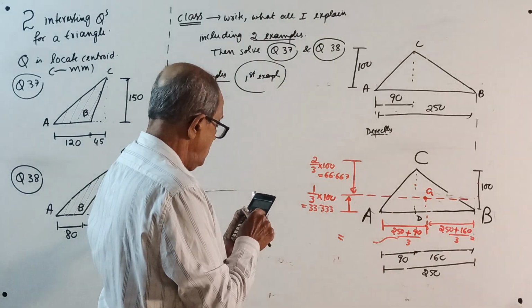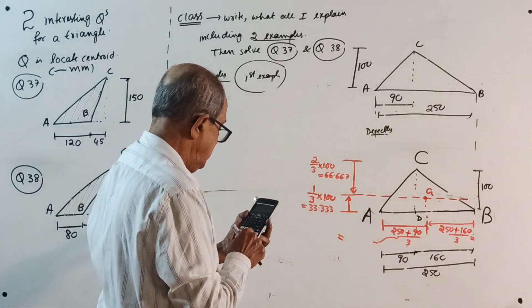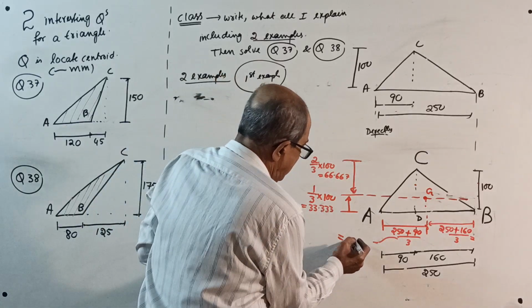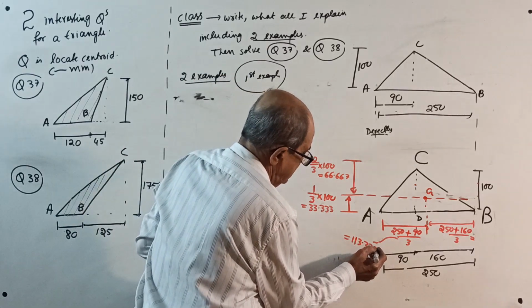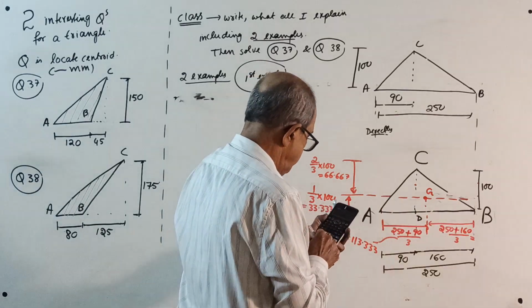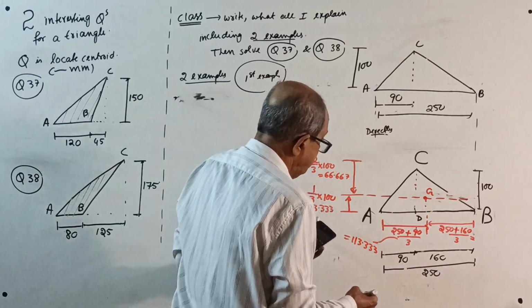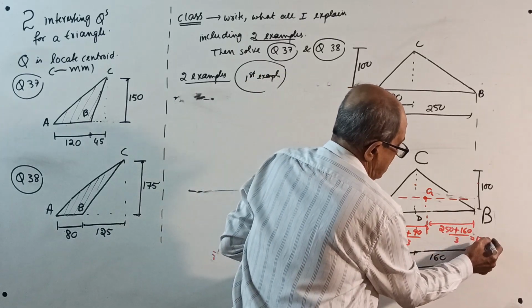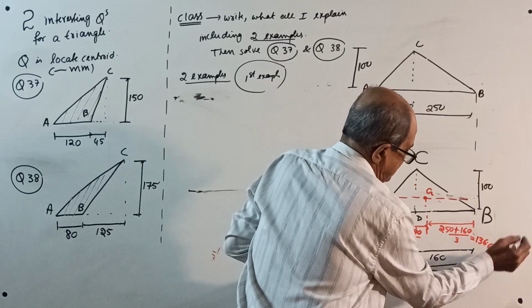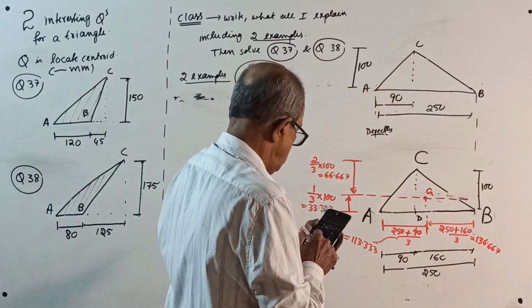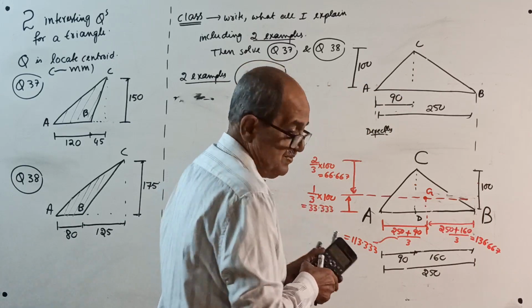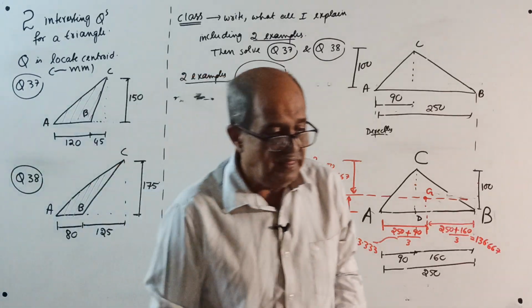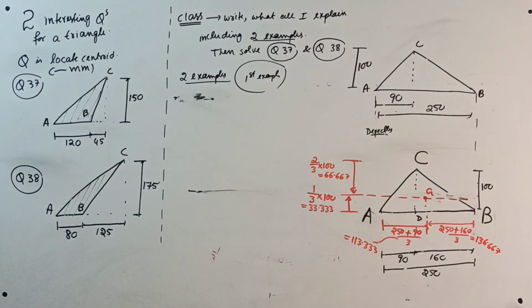250 plus 90 divided by 3 is 113.333. That will come, minus 250, it has to come 136.667. 136.667 is the answer. Correct? 250 plus 160 divided by 3. Yes. Okay.